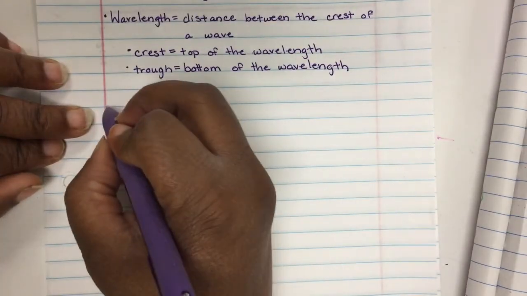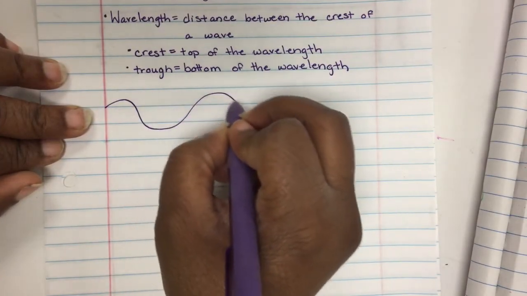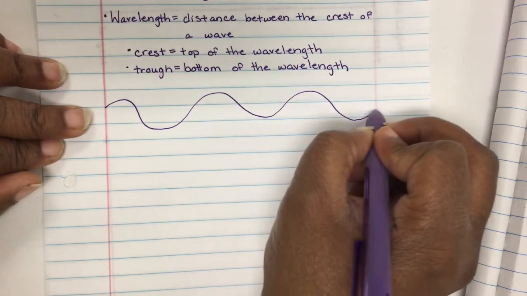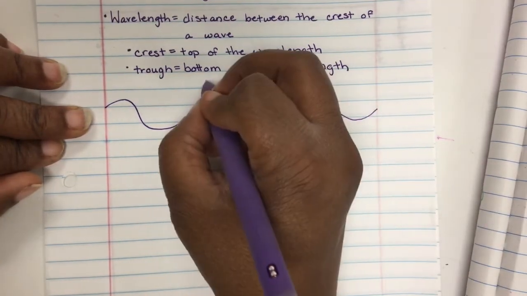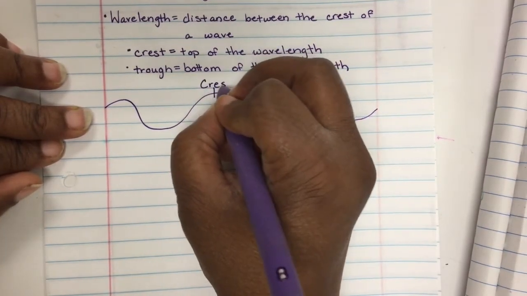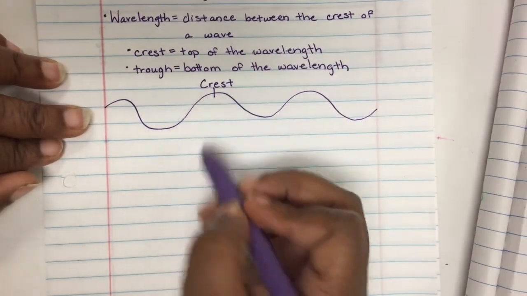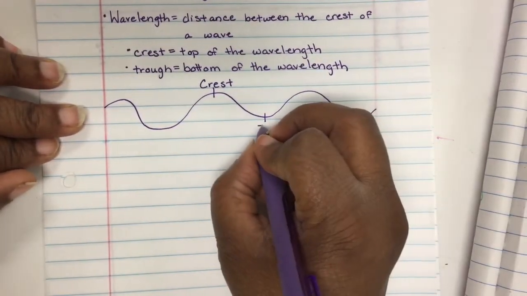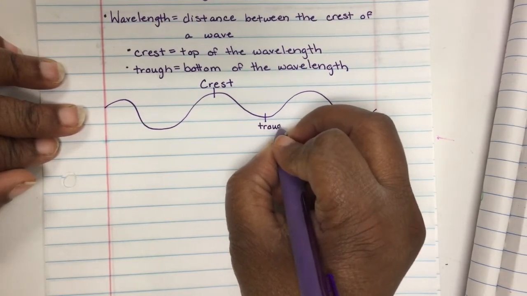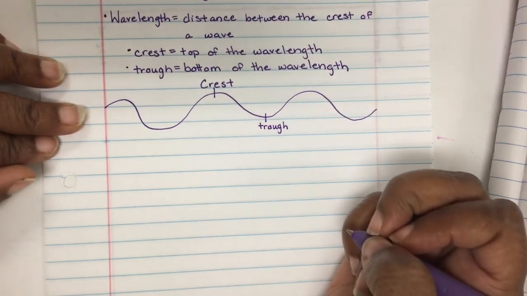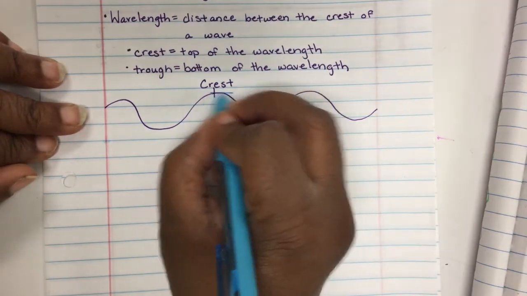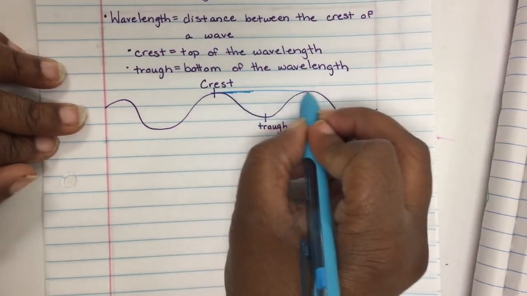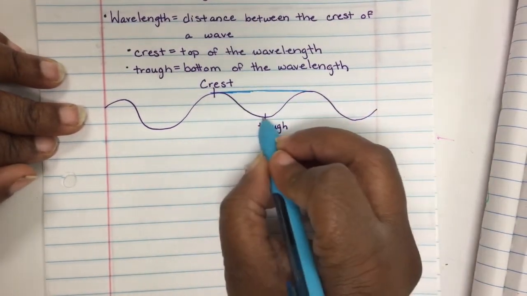All that means that if you have a wave, this part is the crest, the topmost part of the wave is the crest, and the bottommost part is the trough. The wavelength is going to be either from one crest to the next, or one trough to the next.